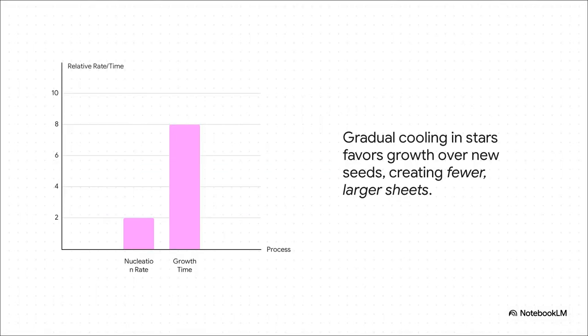Right, so in the super slow cooling environment of a star's atmosphere, the temperature drops very gradually. This creates this perfect window of opportunity. It's still warm enough for atoms to easily find and attach to existing seeds. That's a high growth rate. But it's not quite cool enough to trigger a bunch of new seeds to form, so you get a low nucleation rate. The result? The very few seeds that do form have all the time in the world to grow into these massive graphene sheets.